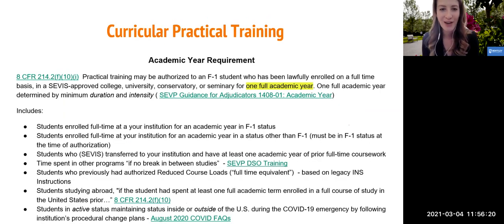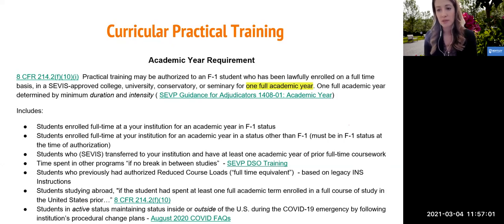So I will go through this quickly, although there are quite a number of words here. So most of us know that there is the need for one full academic year prior to a student being eligible for CPT. So most of us are familiar with the standard. You've been in F-1 status for one academic year. But it also can include other situations, such as students who have transferred to your institution or were engaged in other programs without a break in between, or students who are studying in full-time status in another immigration category, as long as they are in F-1 status at the time of authorization.